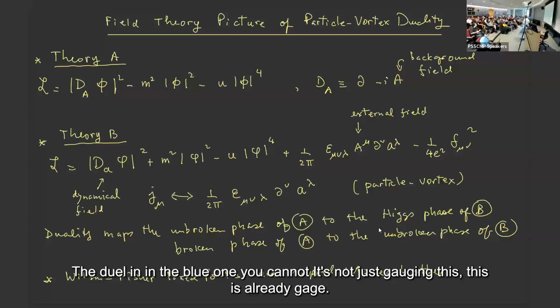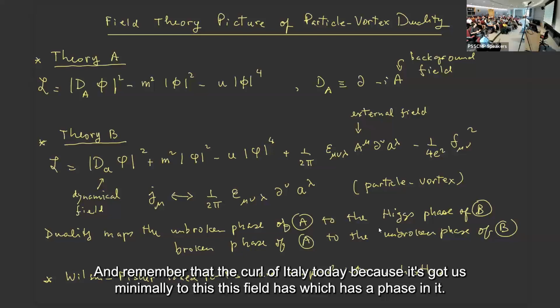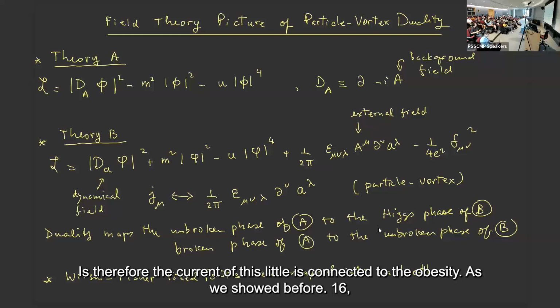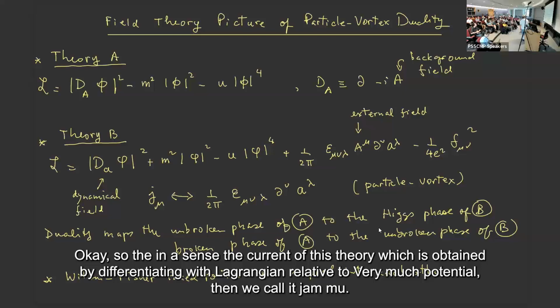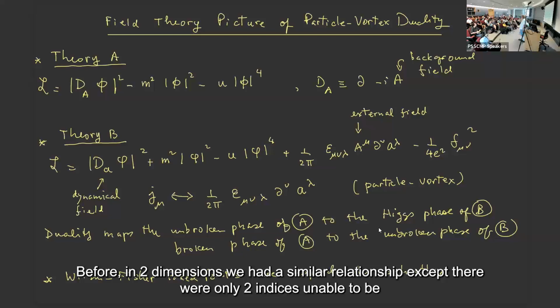Gauge theory. In fact, the way the vector potential couples through this theory is through the curl of this little a. And remember that the curl of this little a, because it's coupled minimally to this field which has a phase in it, is therefore connected to the vorticity, as we showed before. Except that it's a vorticity in 2 plus 1 dimensions. So the current of this theory, which is obtained by differentiating this Lagrangian relative to the vector potential, let me call it J mu, is just J dot A, and J is the curl of little a. So this is essentially the analog of the duality relation we found before. In two dimensions, we had a similar relationship, except there were only two indices, and A had to be a scalar, a compactified scalar. Here it is a vector.